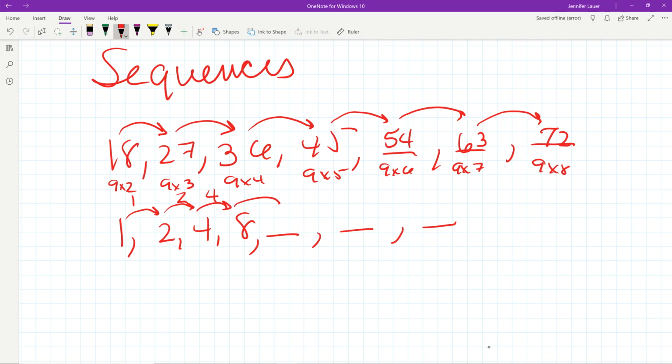So what's happening? 1 times 1 is 1, 1 times 2 is 2, 2 times 2 is 4, 4 times 2 is 8. So it looks like we're multiplying. So this is 1 times 2. This is 2 times 2. 3 times 2. No, that's not it. It's 4 times 2.